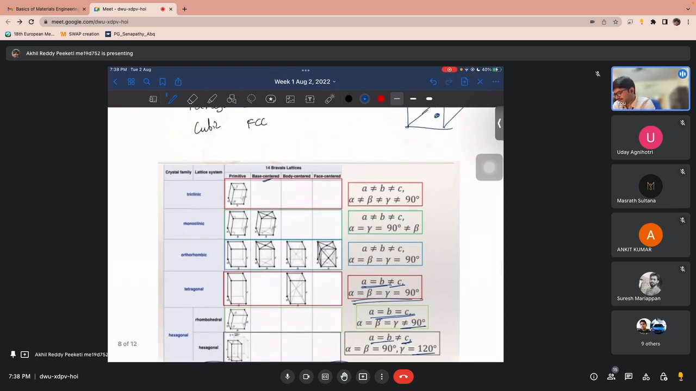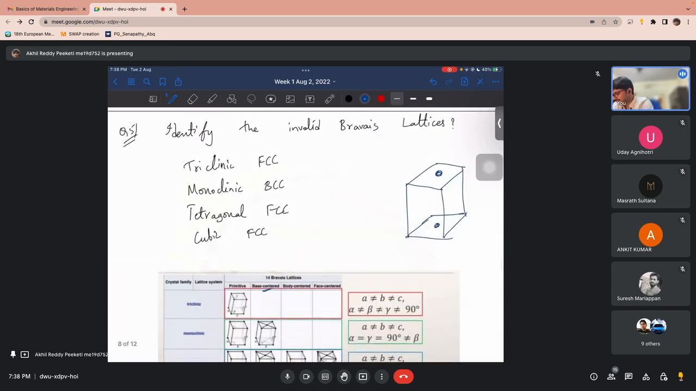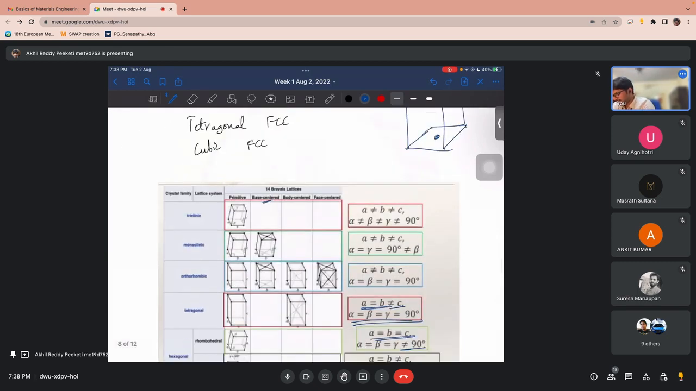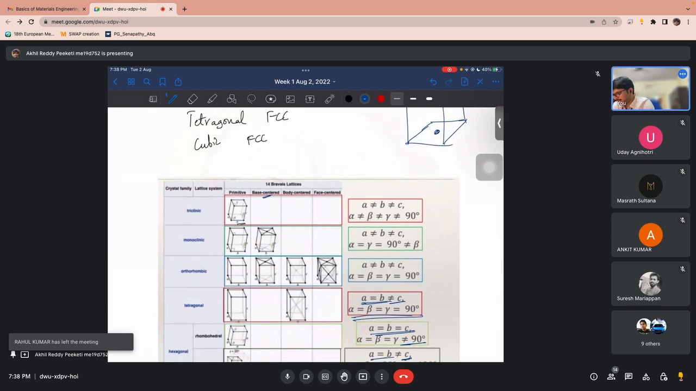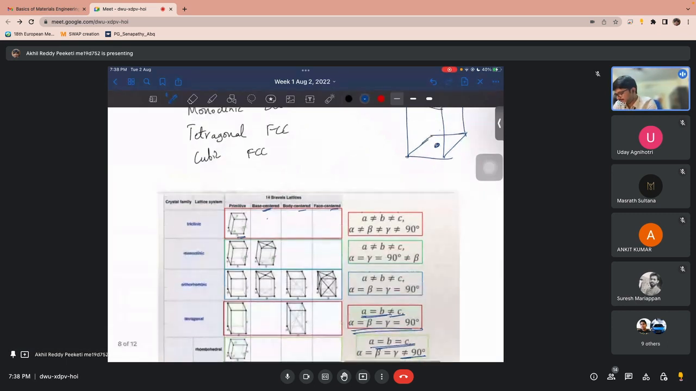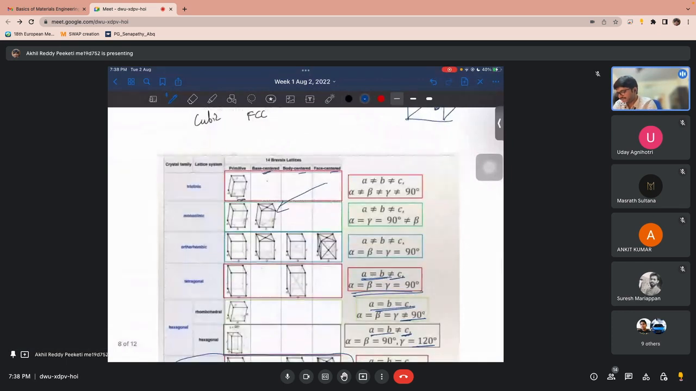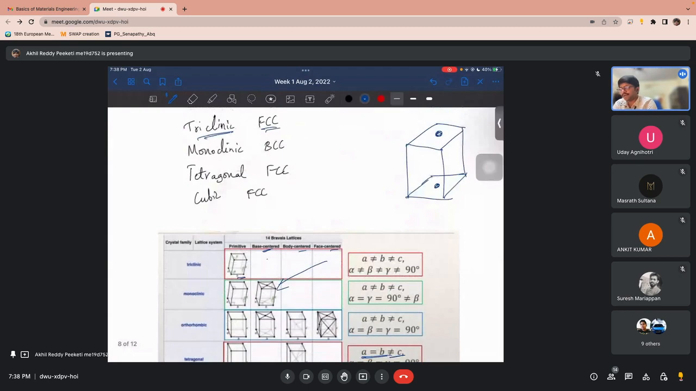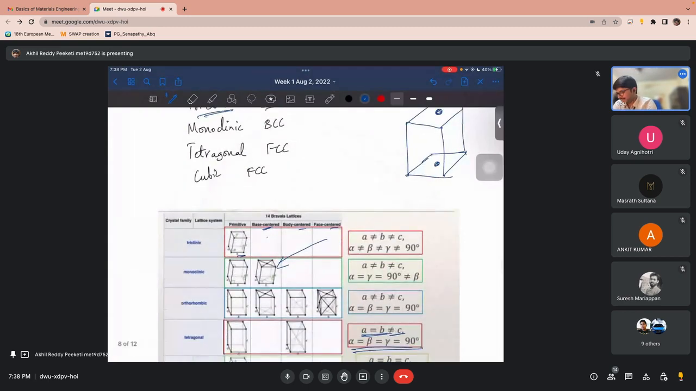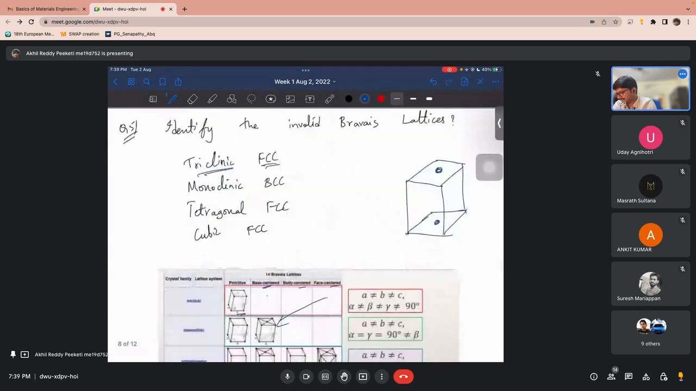So like this, based on the combinations, we will get these 14 crystal lattices. Now if you see triclinic FCC, in triclinic there is only primitive. The base-centered, body-centered, and face-centered are not available. Even if you try to make them, what usually turns out to be is that one of these will actually belong to already existing systems. So that's why you don't need to consider them. These 14 would be the base structures.